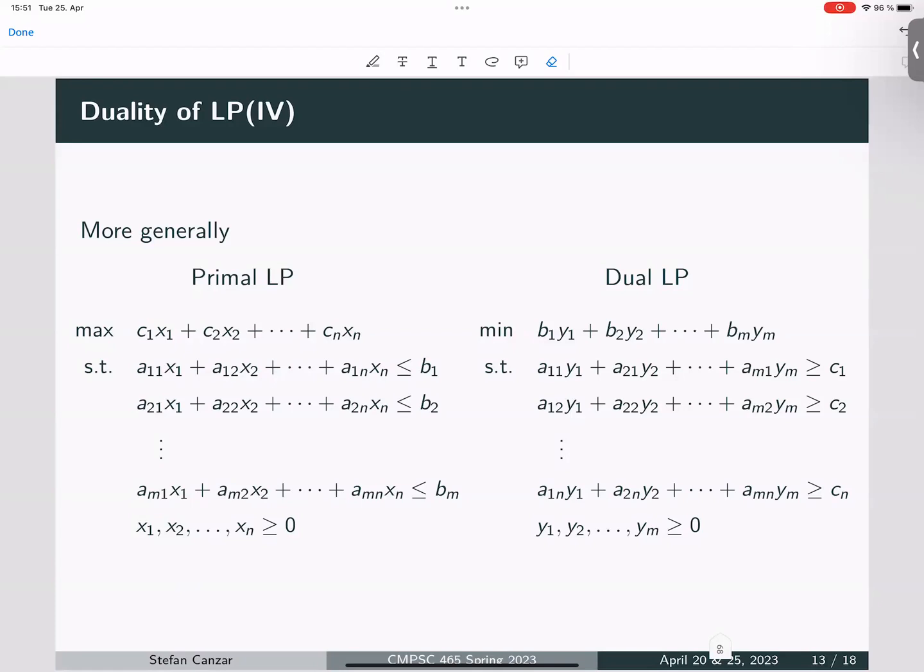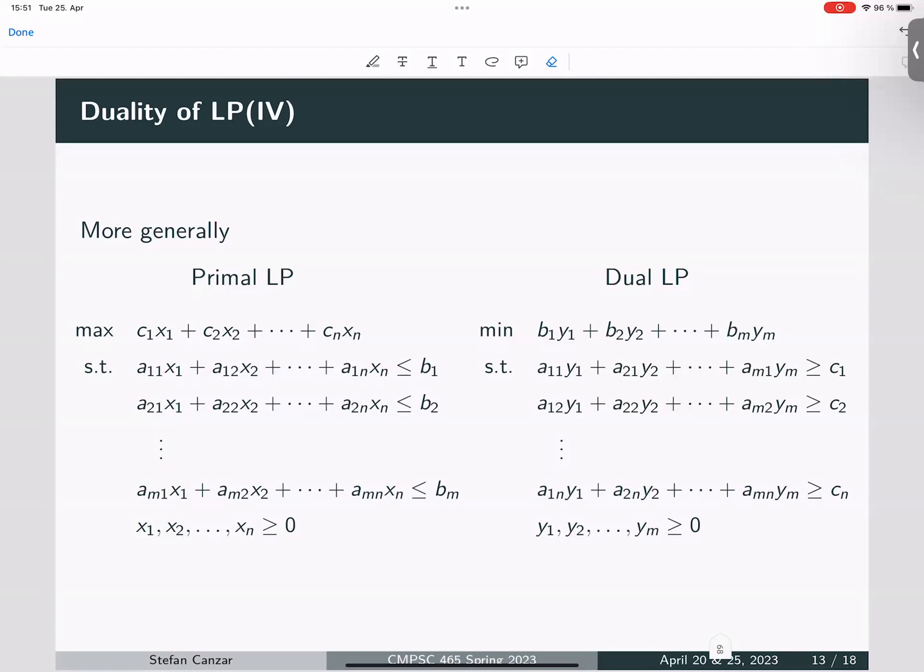And then we sum them up. We do this for every variable. So if you look at the first variable in your primal linear program, x1, I'll create one constraint in my dual linear program for that variable. And this is exactly the first constraint, where I simply sum up all these coefficients of x1. I get a11 times y1 plus a21 times y2 and so on, all the way down to am1 times ym.